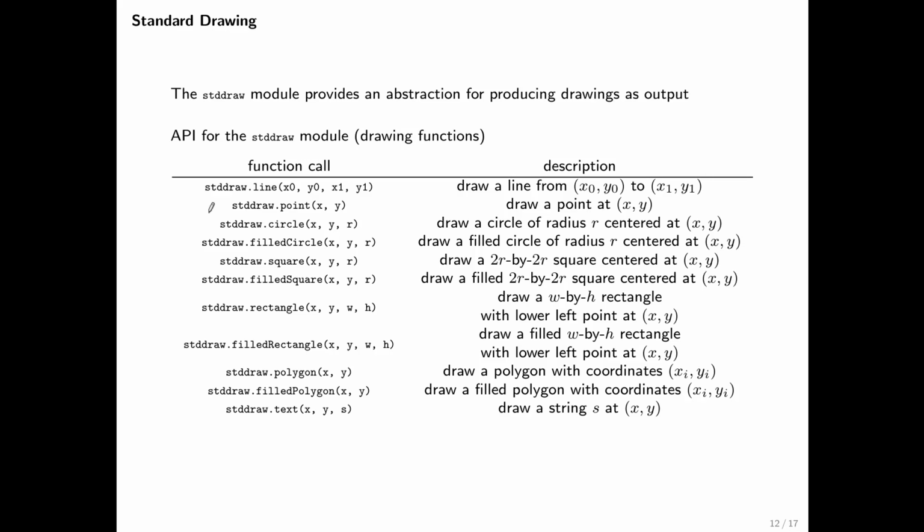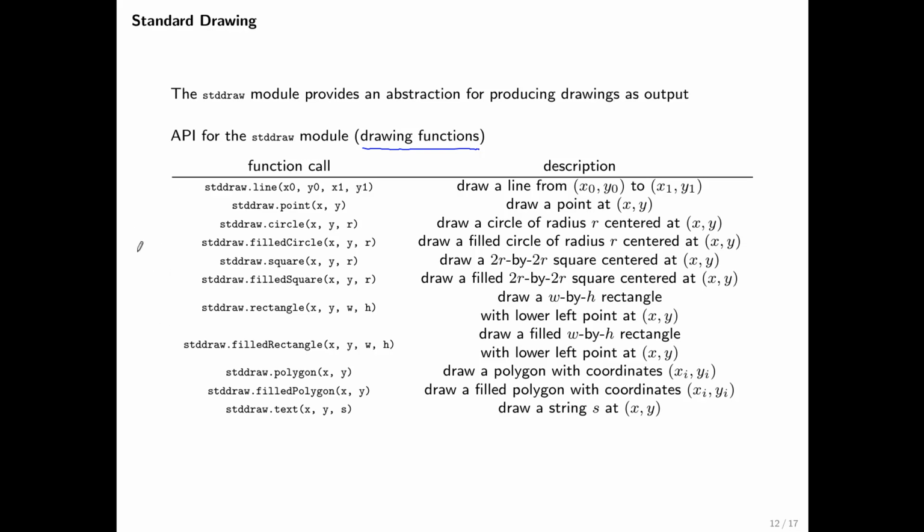It supports two categories of functions. The first one is called drawing functions, and the API for that is shown here. It also supports another category of functions called control functions, which we will see in the next slide. So let's look at some of the drawing functions.